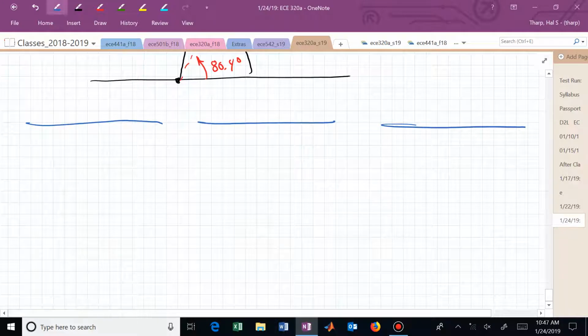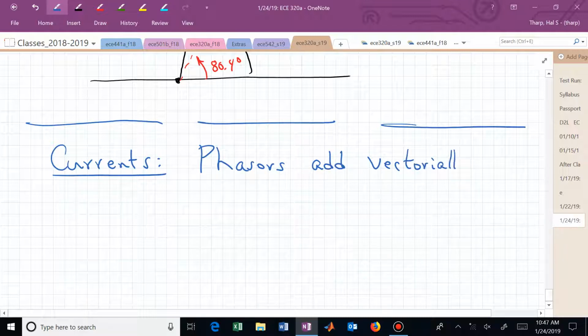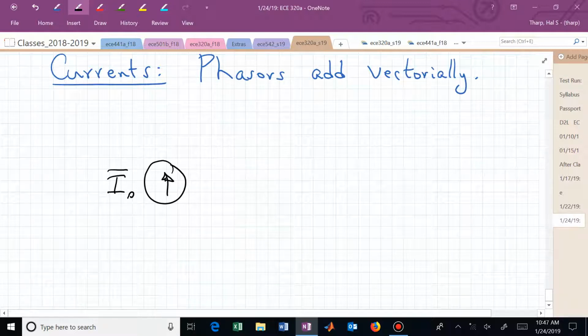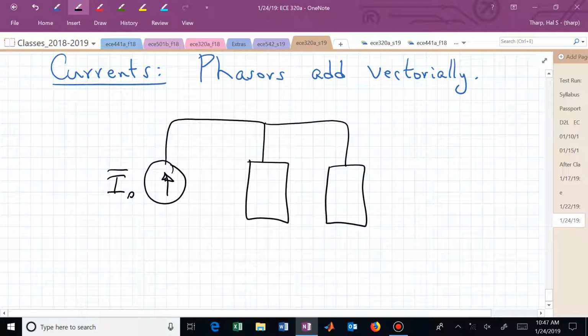The same can be said for currents. In sinusoidal steady state conditions, that gives rise to magnitudes and angles, so that these phasors for currents also add vectorially. Meaning, let's just look at a simple example. Suppose we have a current source, I sub s, in sinusoidal steady state, and it's feeding a couple of different loads. We have a Z1 and a Z sub 2.